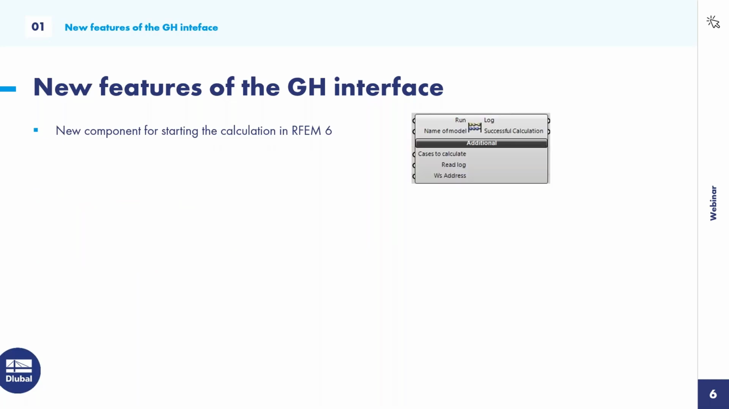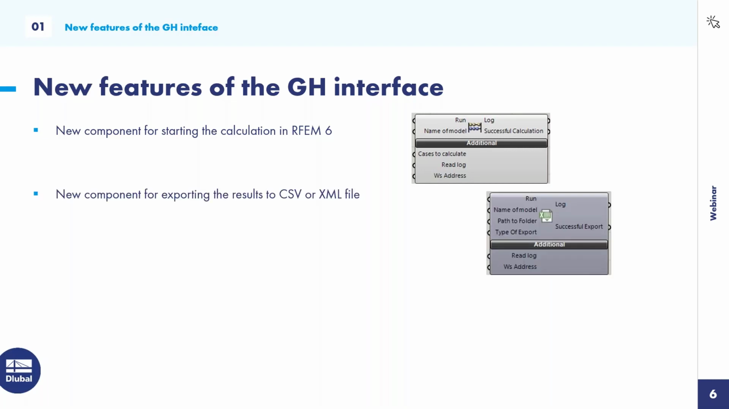Additionally, we created a new component for starting the calculation in RFEM 6. On top of that, also a new component for exporting the results from RFEM, obviously, to a CSV or XML file. I will mention those two add-ons later in chapter 5.